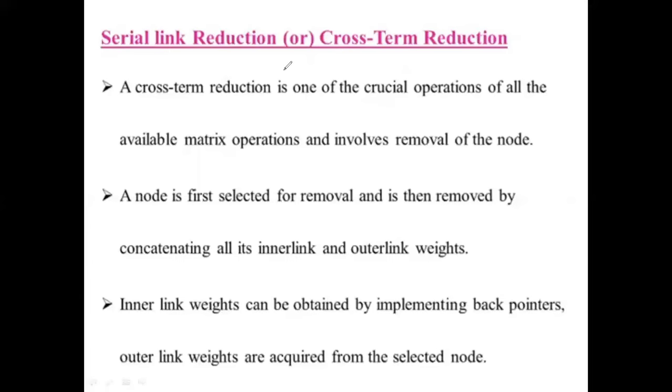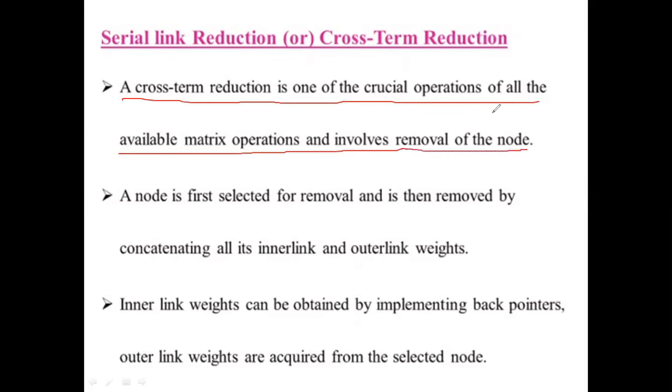Serial link reduction or cross term reduction. A cross term reduction is one of the crucial operations of all the available matrix operations and involves removal of the node. In the serial link reduction, you are going to remove a node. In our previous example, we saw that we removed the node E, which had a self loop.